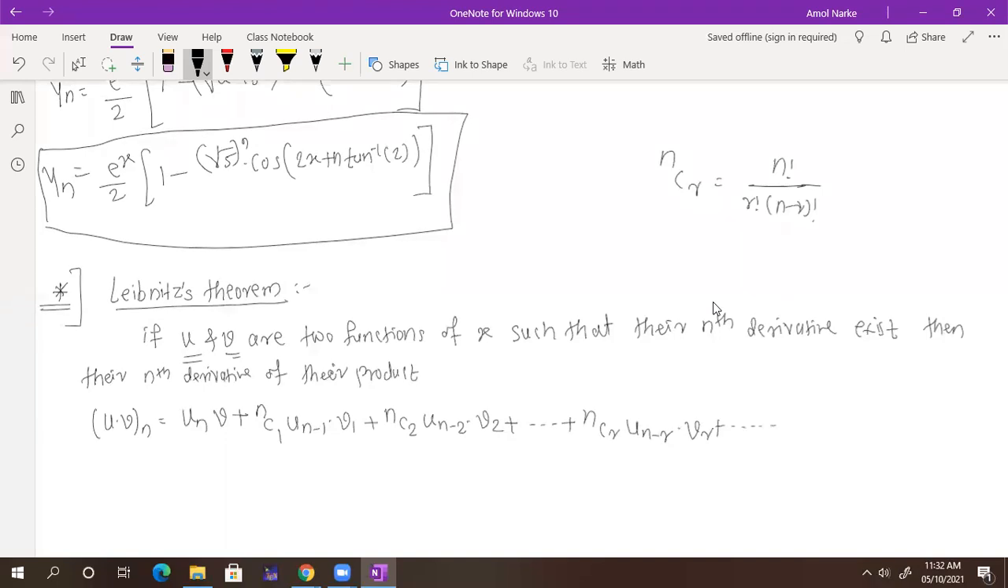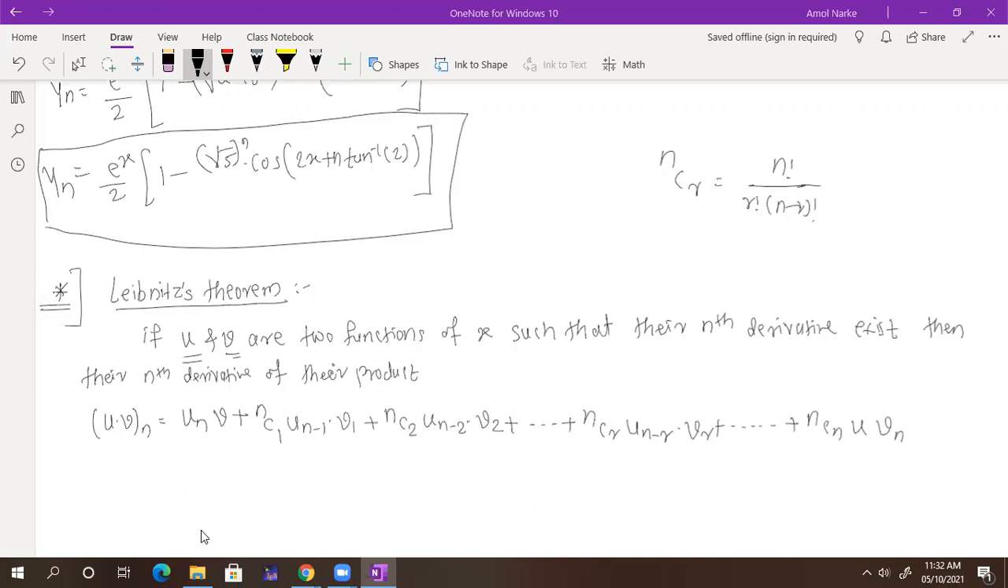What is the last term you will get then? Plus nCn into u0, will it not be? u0 is nothing but the original function. That is nothing but this. Okay. Does everyone understand that theorem? u0 is nothing but what? Your original function. Okay, so this is the Leibniz theorem.